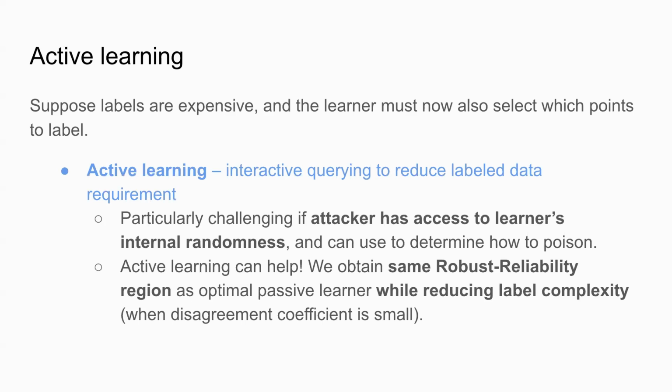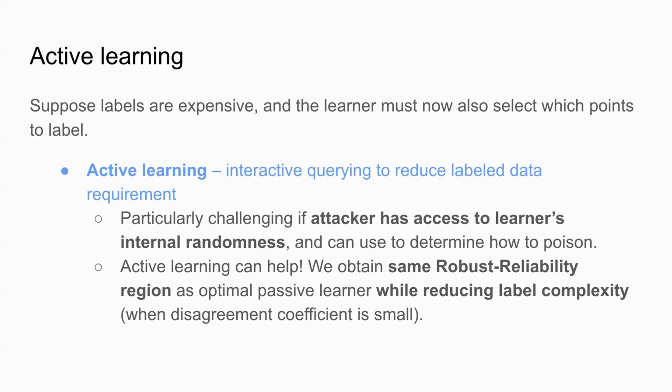So we have interactive querying. The goal is to reduce label requirement, which is the whole goal of active learning. But this makes it much more challenging, especially if the attacker has access to the learner's internal randomness, and they can decide how to poison based on how the active learner is going to choose, because we assume the attacker is able to see which points we're querying.